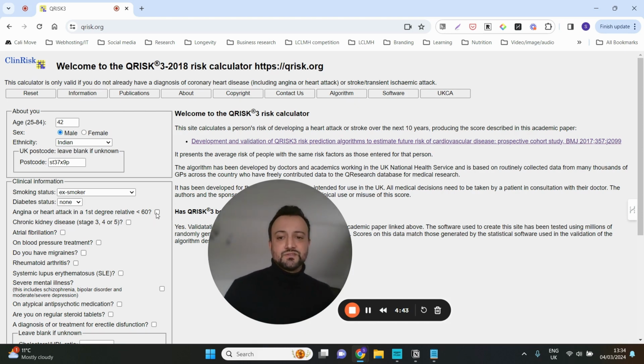This is about family history. So I actually do have a family history of cardiovascular disease in someone below the age of 60. That essentially is a proxy for, is there a strong family history of cardiovascular risk? If so, this definitely does increase risk.